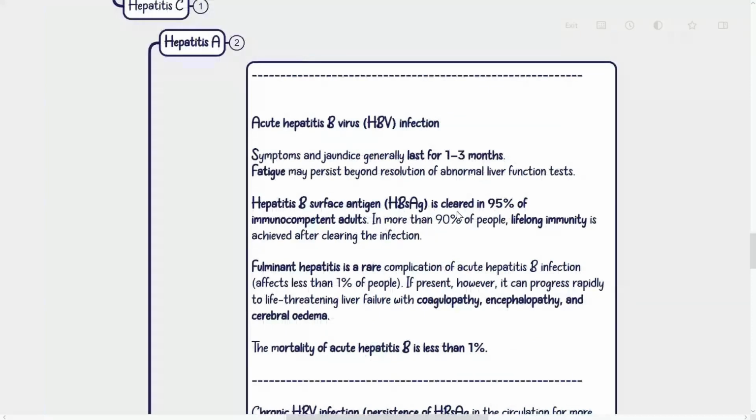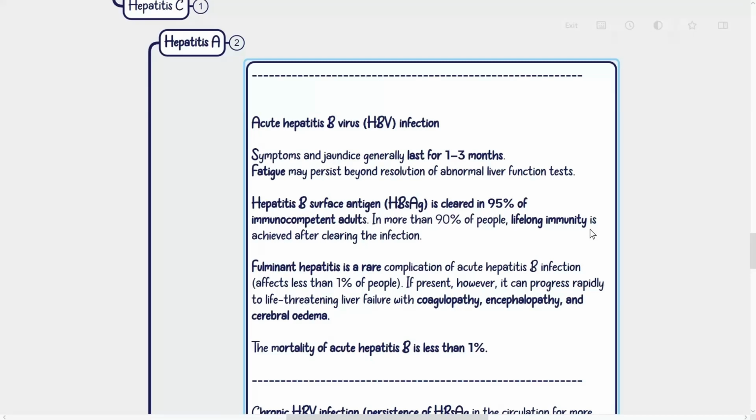Acute hepatitis B virus, HBV, infection. Symptoms and jaundice generally last for 1-3 months. Fatigue may persist beyond resolution of abnormal liver function tests. Hepatitis B surface antigen is cleared in 95% of immunocompetent adults. In more than 90% of people, lifelong immunity is achieved after clearing the infection.